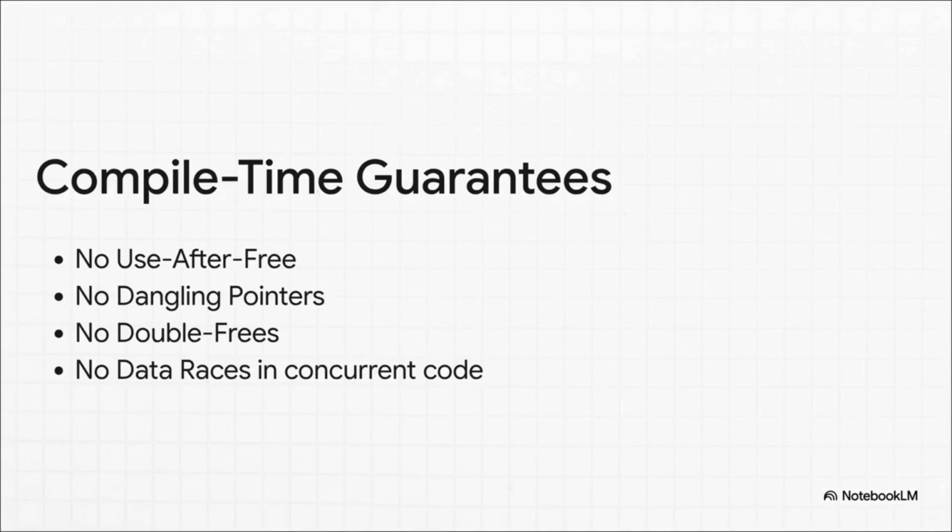Because the compiler is so strict about ownership, it becomes literally impossible in safe Rust code to have a use-after-free error, or a dangling pointer, or another nasty one called a double free. It even takes these guarantees into the super complex world of multi-threaded programming to prevent data races. The compiler just won't let you build it.